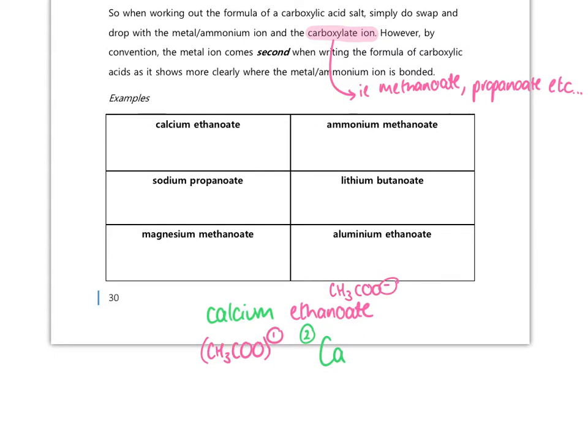So can I cancel this down at all? No, I can't. So I need to swap and drop. That 2 from the calcium is coming down to my ethanoate ion. So I write CH3COO.